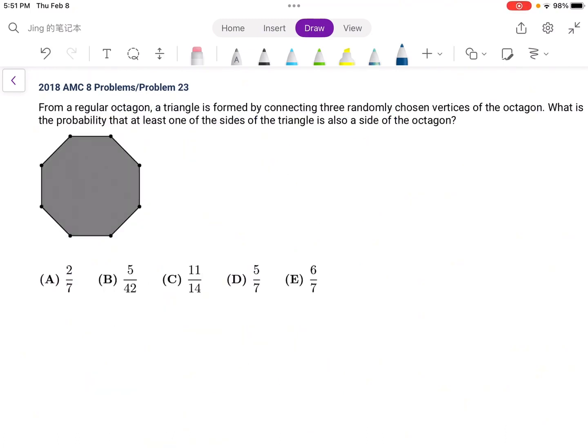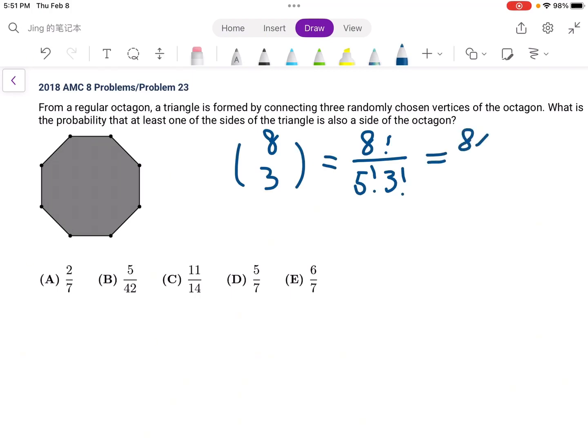Problem 23. If we choose any 3 vertices out of the 8, we will get 8 choose 3 total combinations, and that's 8 factorial divide 5 factorial divide 3 factorial. That equals 8 multiply 7 multiply 6 divide 3 multiply 2. That's 56 total choices.